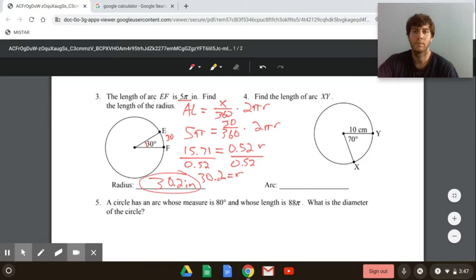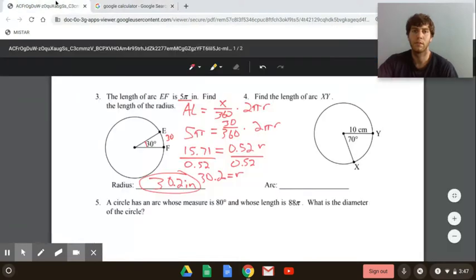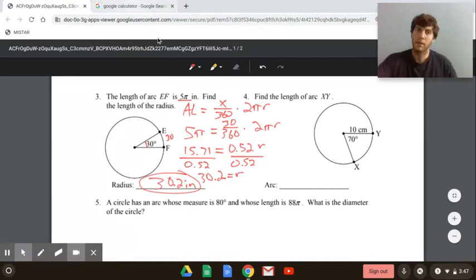Oh, it should be 5 pi, yep, which is 15.7. Yep, so we're good. Right, and 5 pi, that should equal 15.71, so we're good.